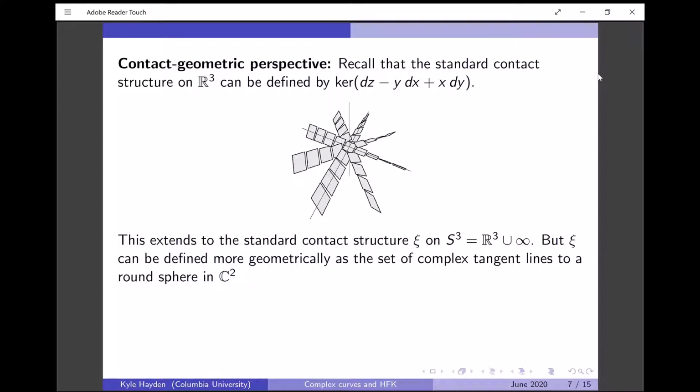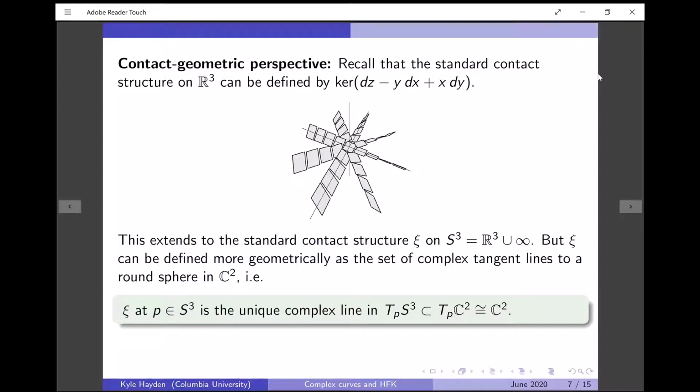So more precisely, the contact plane at a point in the unit three-sphere is the unique complex line in the tangent space to the point inside the three-sphere. So that'll be a real three-dimensional vector space inside of the tangent space to the point in C2, which will be a real four-dimensional vector space. But the point is that that three-dimensional subspace has at most one complex line in it. And indeed, it has exactly one complex line in it. And that would be the complex plane, or the contact plane.